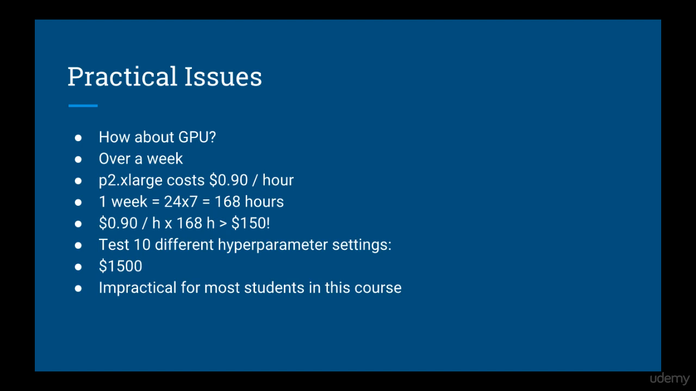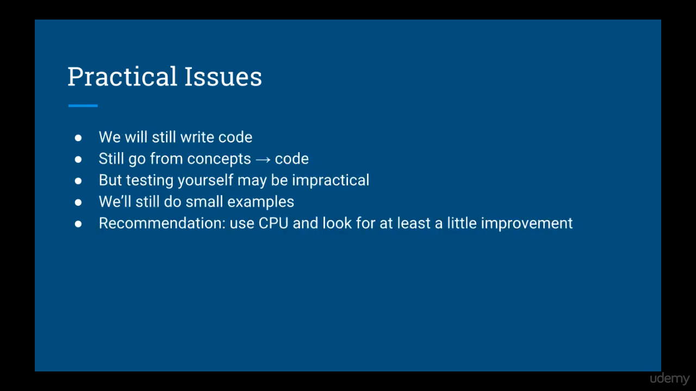I usually like to test out different hyperparameters as well. So say you wanted to test out 10 different settings of hyperparameters. Now that's $1,500. Needless to say, this is impractical for most students of this course. So how do we resolve this issue? Well, we are not going to let this stop us from writing code.